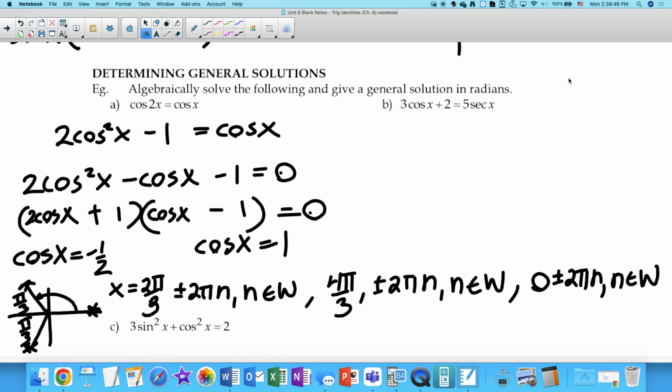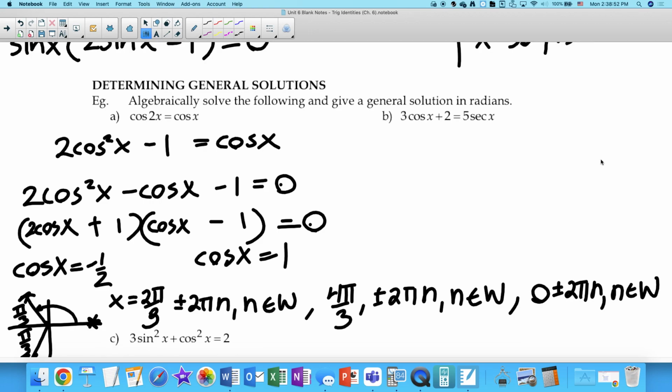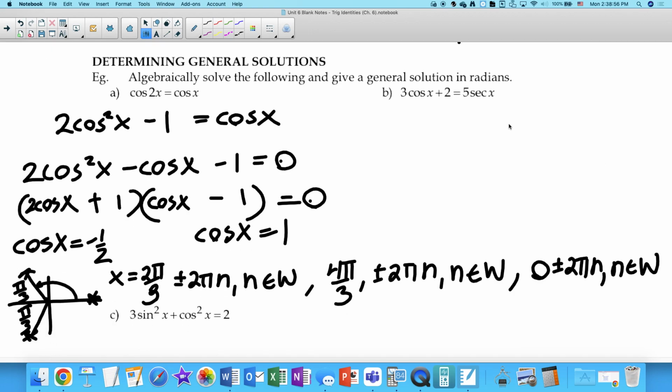Okay, this guy. All right, so where would you start here? Yeah, change this to 1 over cosine, right? So we're going to get 3 cosine x plus 2 equals 5 over cosine x. Okay, lots of cosines in the denominator today. Yeah, I think we're not even going to get a sine in the denominator. Oh, well, that's okay.